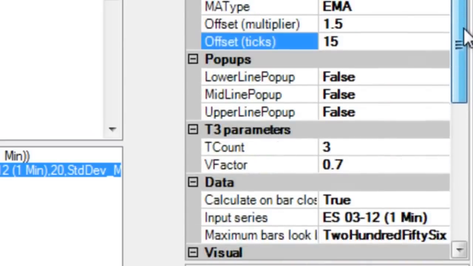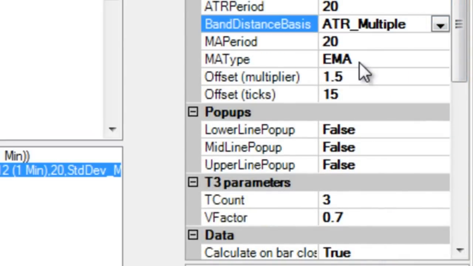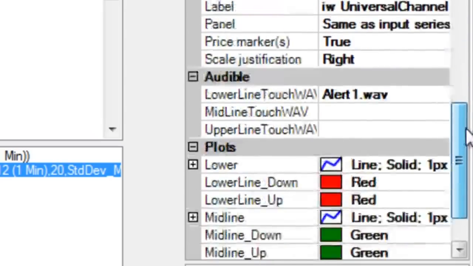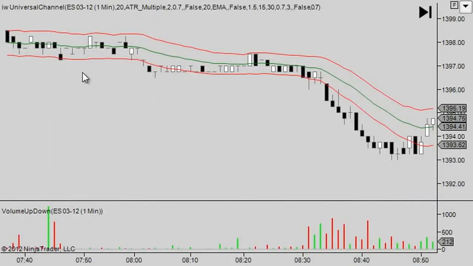So what I'm going to do right now is scroll back up here. We had it set to standard deviation. I'm going to change this to the ATR. Okay, and that's the only change I'm going to make right now. I'm going to go ahead and apply my changes, click OK, and you can see that everything changes. Right now this is a smoother curve. It's not as up and down as the standard deviation that we showed before.